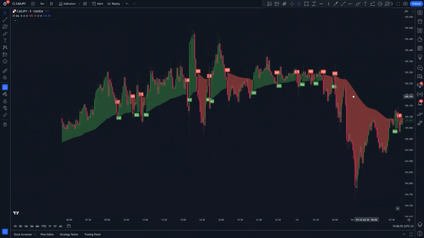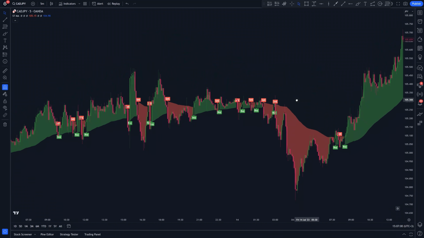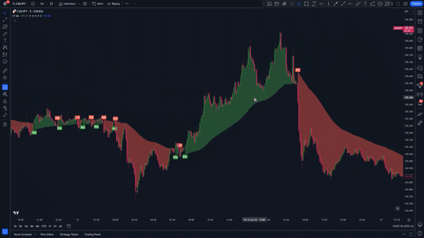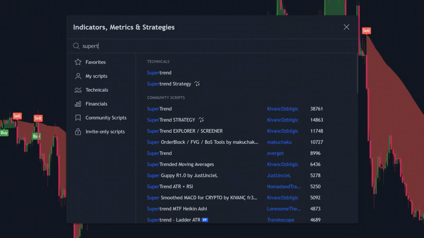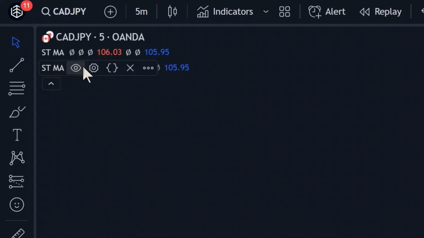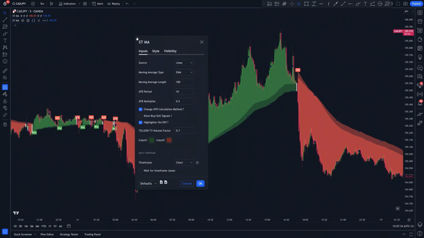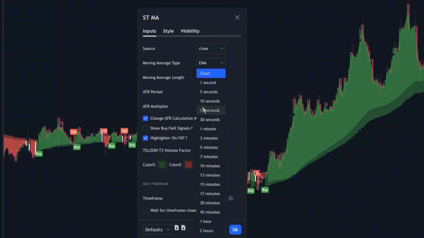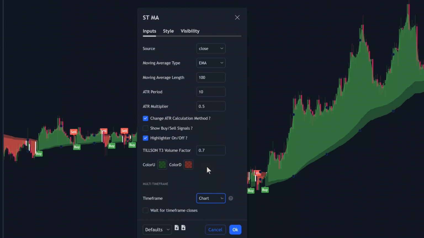Now, the second and the most profitable way to trade using this indicator involves having two SuperTrended moving averages on the chart. We already have this one, so let's add another one. Now, let's access the settings of this second indicator. First of all, we want to change the time frame to 10 minutes, and this is because we're going to be using the 5-minute time frame of CAD JPY.